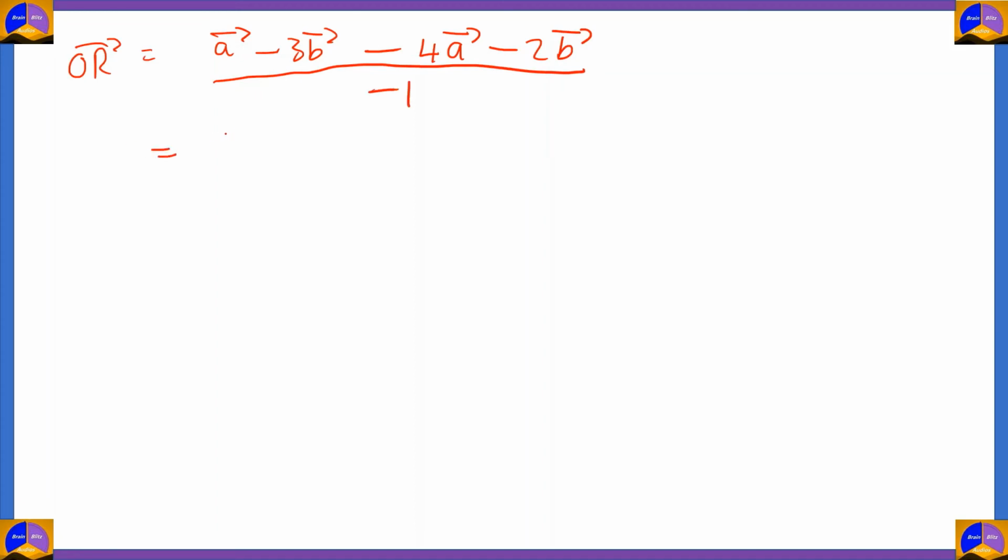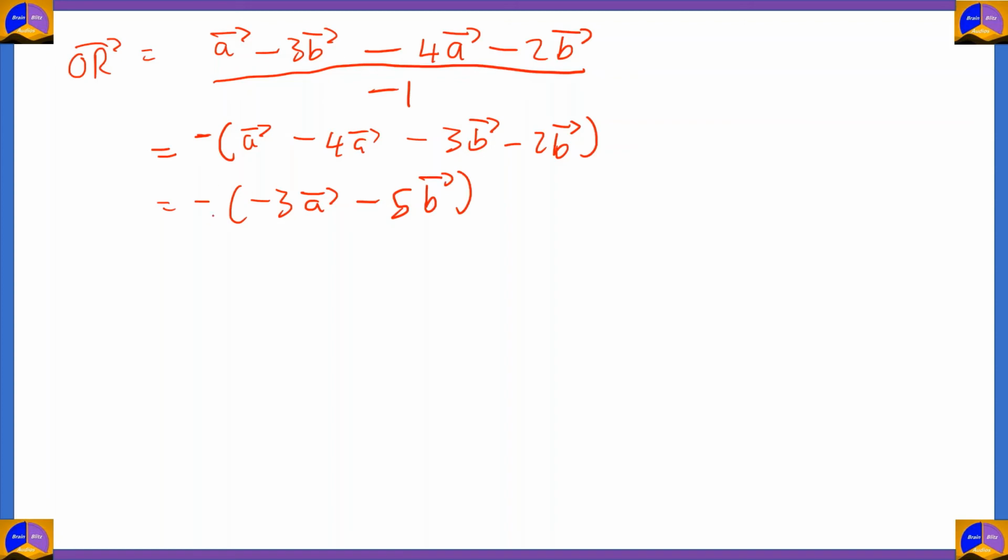So basically it boils down to minus of vector A minus 4 vector A, and minus 3 vector B minus 2 vector B. 1 minus 4 is minus 3, so minus 3 vector A, and minus 3 minus 2 gives you minus 5, so minus 5 vector B. Since there's a minus on the outside, it cancels out, so we get 3 vector A plus 5 vector B as the position vector of the point that divides the line externally, which is vector OR.